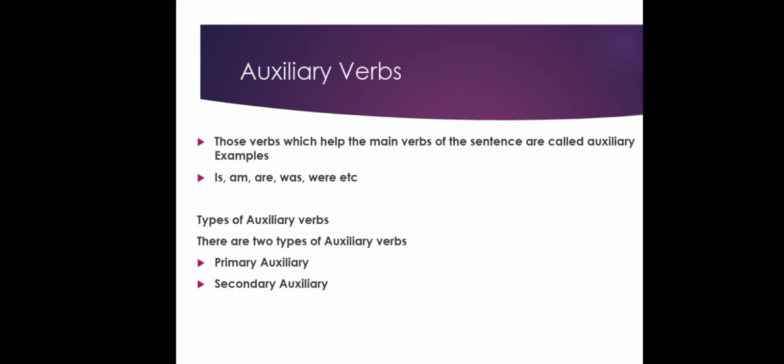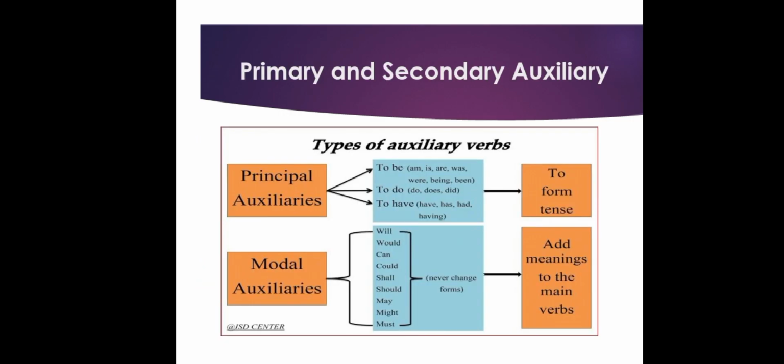Types of auxiliary verbs. There are two types of auxiliary verbs. The first one is primary auxiliary and the second one is secondary auxiliary. Here is a chart which shows primary and secondary auxiliaries. First, principal auxiliaries are primary auxiliaries: to be, am, is, are, was, were, being, and been. Then we have to do: do, does, did. Then we have to have: has, have, had, or having. Primary auxiliaries are used to form tense.